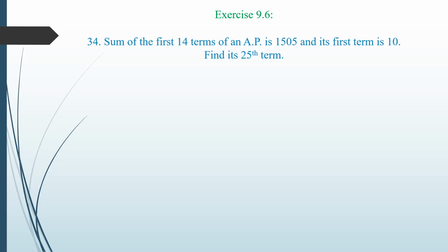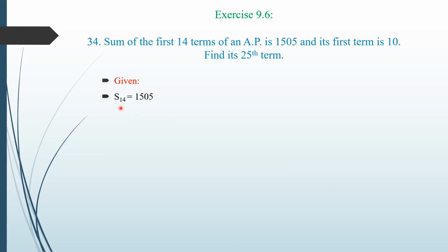Coming to the next question, that is question number 34, which says the sum of the first 14 terms of an AP is 1505 and its first term is 10. Then find the 25th term. Let us note down all the given data first.